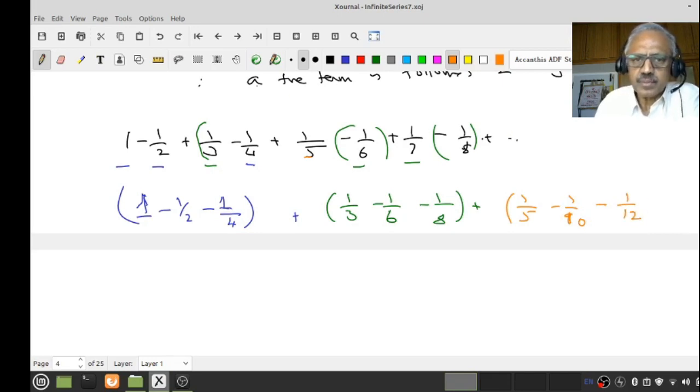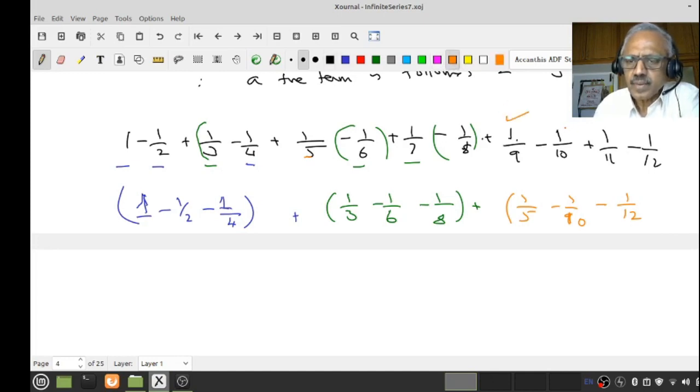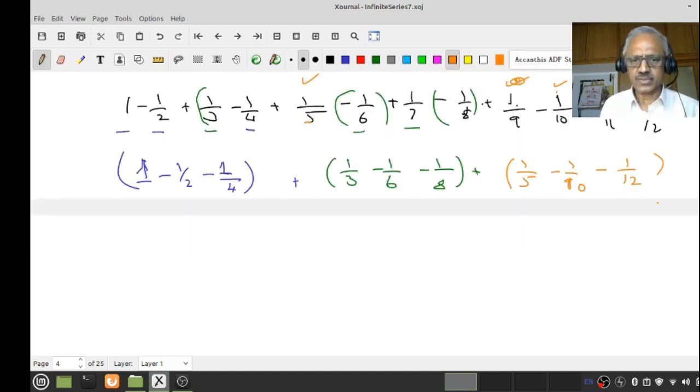This is going to be, let me just, perhaps I should write that also. So 1 by 9 minus 1 by 10 plus 1 by 11 minus 1 by 12. So I'm going to take these things. 1 by 5, 1 by 10 and 1 by 12. I hope I am doing it correctly. Okay, you'll see that, and so on.